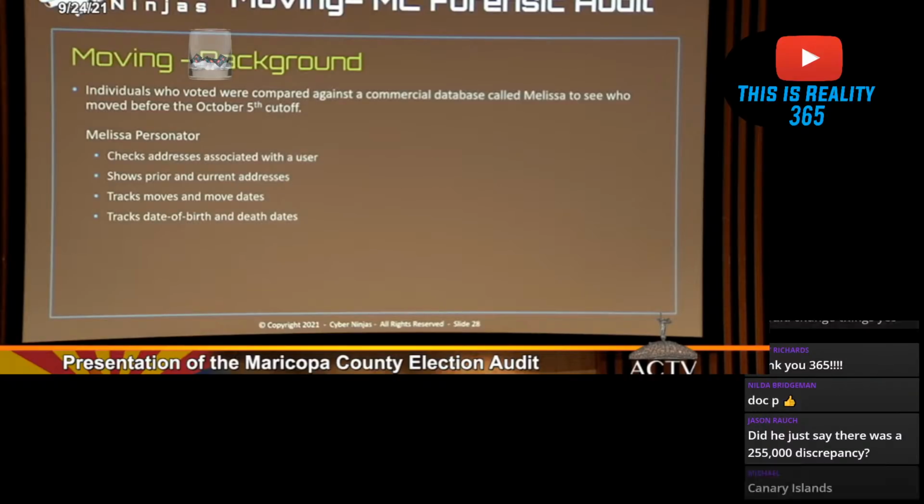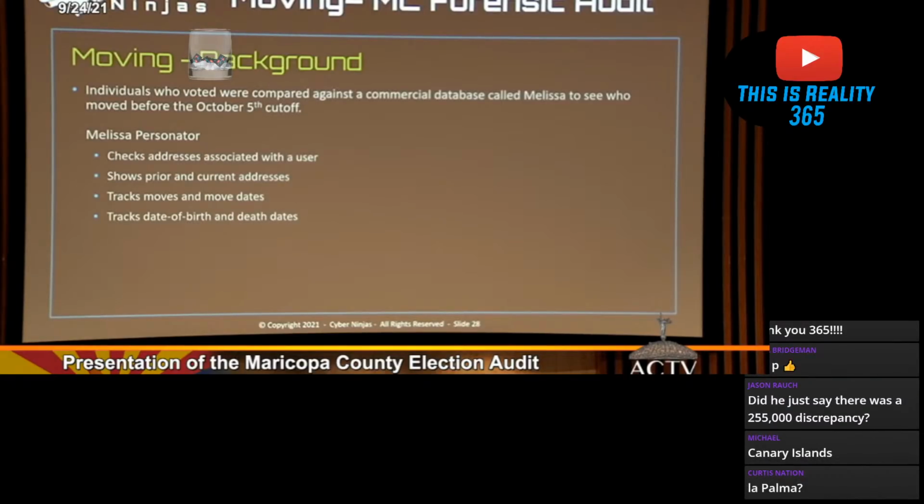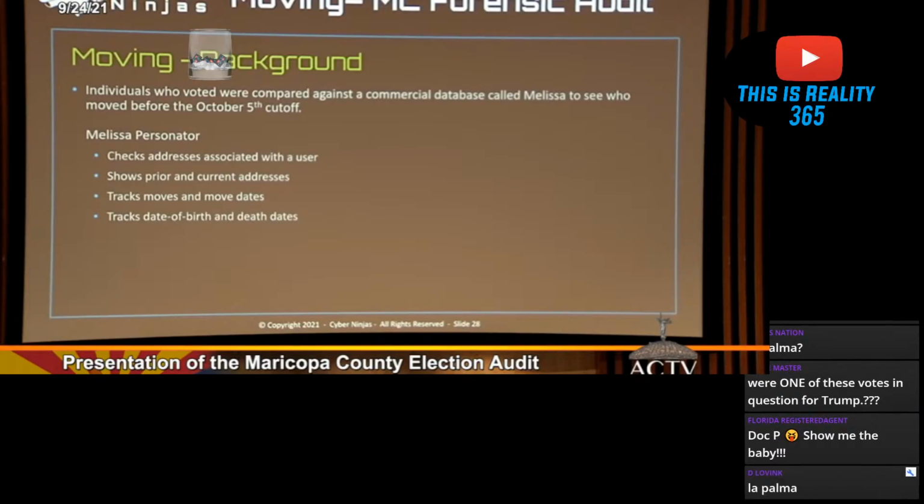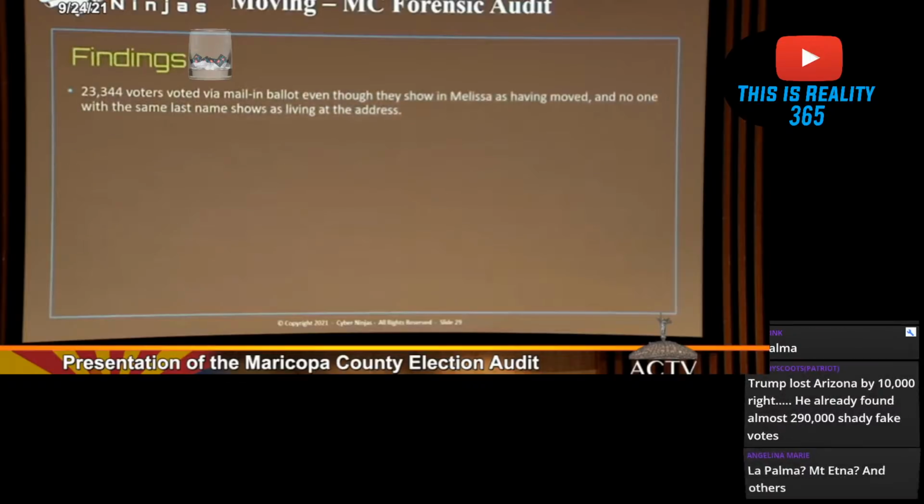It'll track move dates. And it'll actually also track date of birth and date of deaths. So we took the voter rolls and we compared them against this to see how many people might have moved and based on statute should not have necessarily cast a vote. So the first thing we found is that 23,344 voters voted via mail-in ballots, even though they showed in Melissa as having moved from that address.